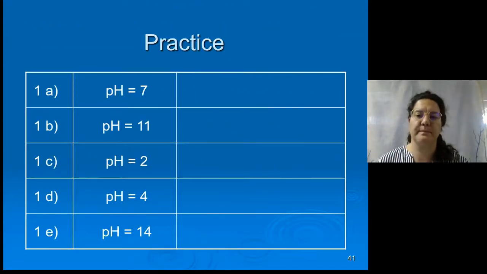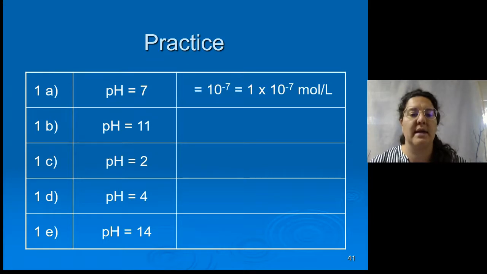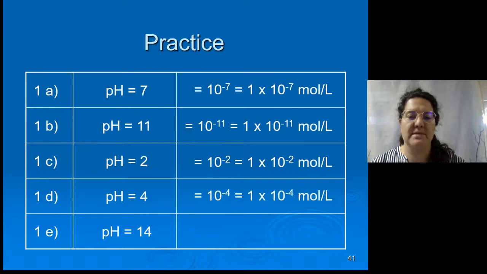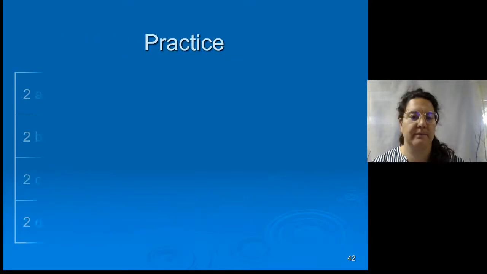So to convert pH to hydronium ion concentration, again, we're going to take 10 to the power of negative 7, 10 to the power of negative 11, 10 to the power of negative 2, 10 to the power of negative 4, and 10 to the power of negative 14. Now, sometimes we'll have pHs with decimals, so these will have a little bit of a varied answer.